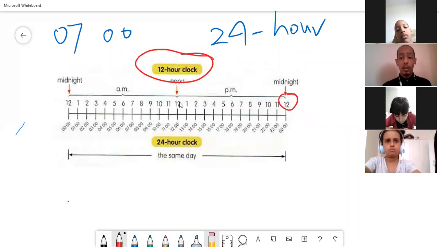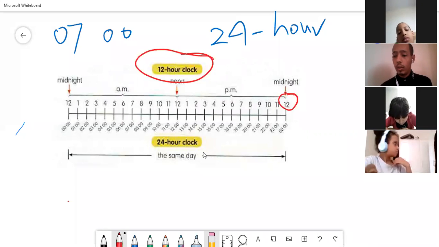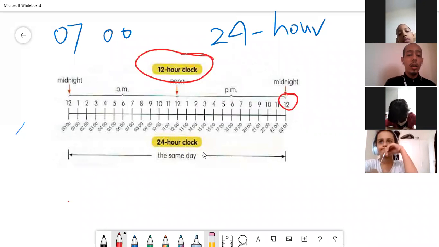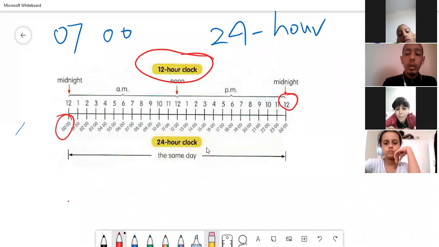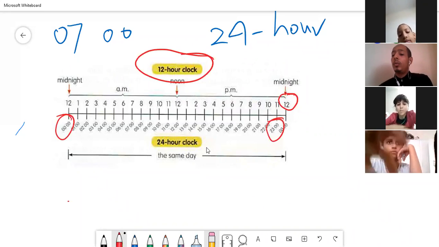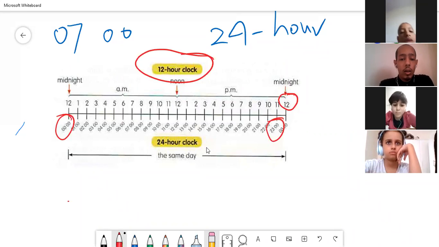But for the 24-hour clock, we don't say AM or PM. We just simply say 1, 2, 3, from 00 until 23. We have 24 hours in the day.